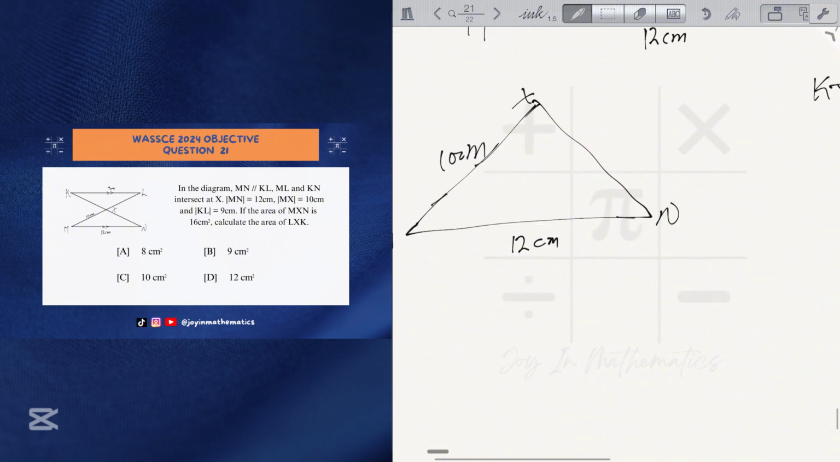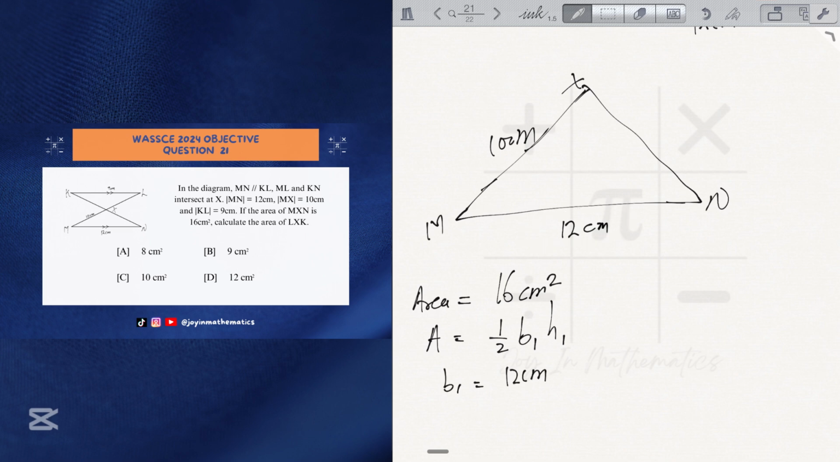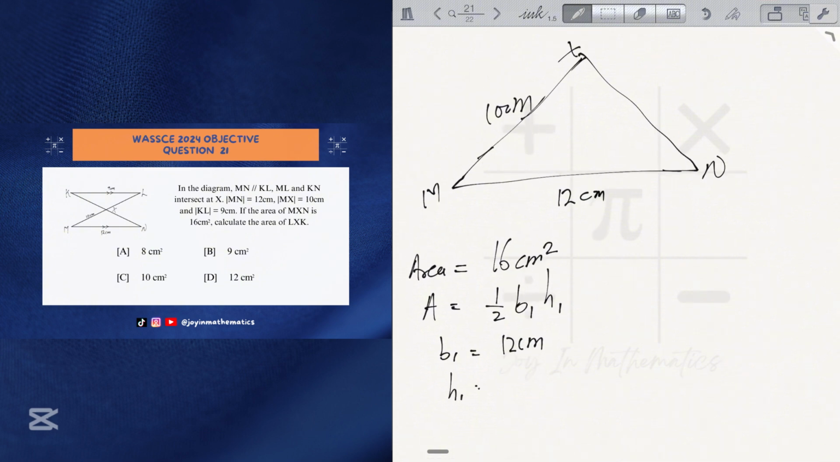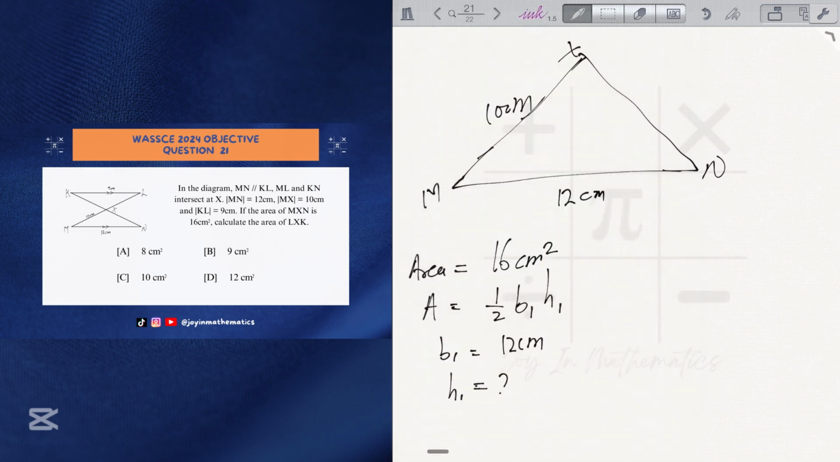The area of this triangle is equal to 16 centimeters squared, and the formula for area is half base times height. So let's call it B1 and H1. The base in this triangle is 12 centimeters, so we have B1 is equal to 12 centimeters, and the height is unknown, H1. So we can say this is a pictorial representation of H1.